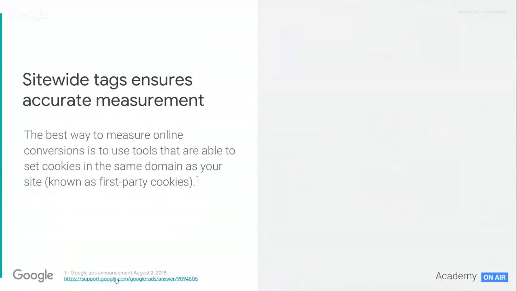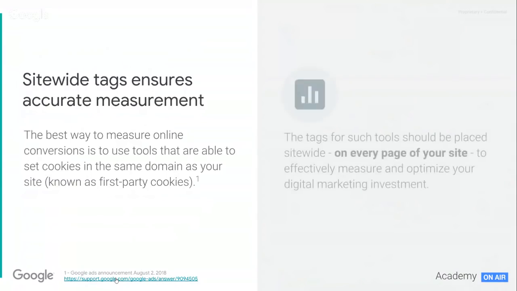It's a more accurate way of measuring conversions, particularly as some browsers may not allow in the near future third-party cookies to be installed in the temporary internet files. So site-wide tagging is a solution to accurately measure your conversions in the future and future-proof your business. But it also means that you need to place these tags on every single page of your site.